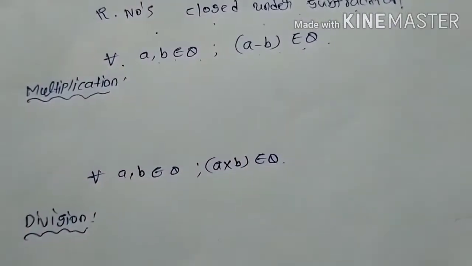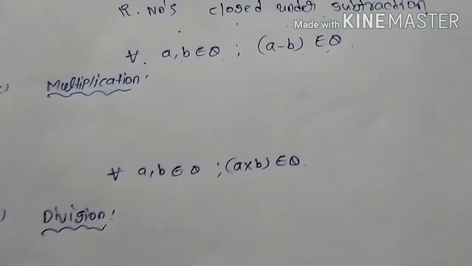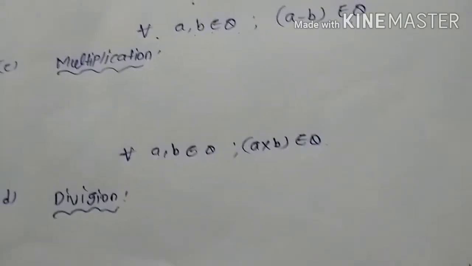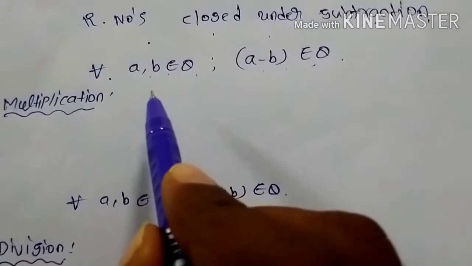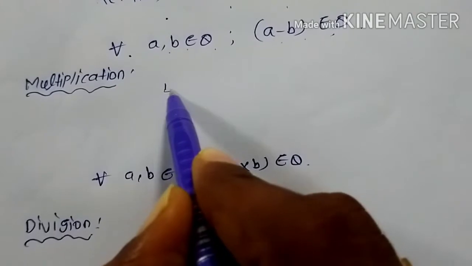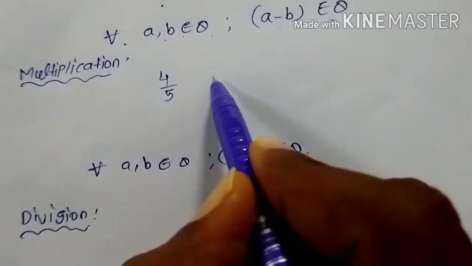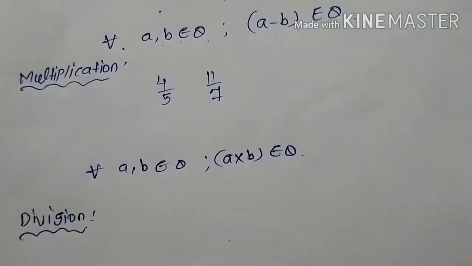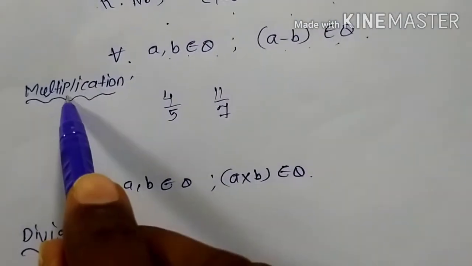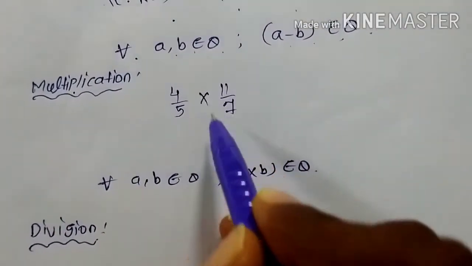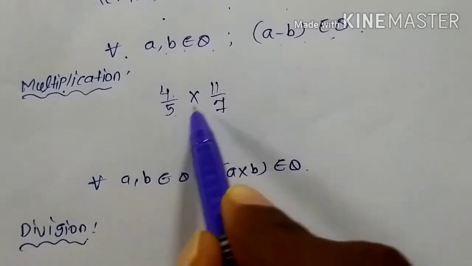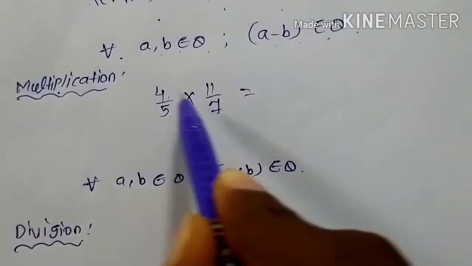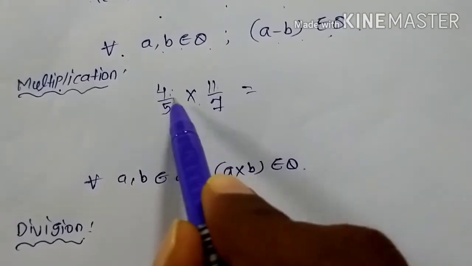Next one here, the operation is multiplication. You can consider any two rational numbers. One I am taking here is 4 by 5, another one I am taking here is 11 by 7. Any two rational numbers you can take. What is our operation? Multiplication. You can just multiply both rational numbers: 4 by 5 into 11 by 7. That means here you have to multiply two fractions.